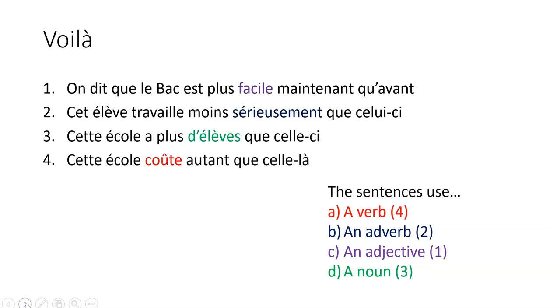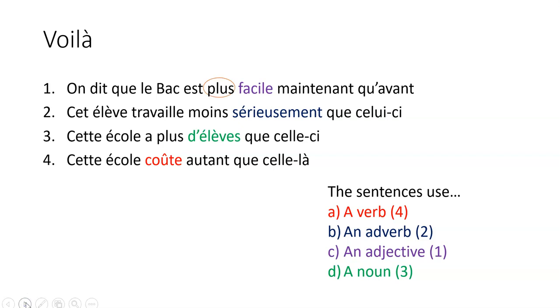So, on dit que le bac est plus facile maintenant qu'avant. Facile is an adjective, okay? It describes the word bac, which is baccalaureate in French. Numéro 2, sérieusement. You know, it's the MENT kind of word. It's an adverb, okay? The equivalent to ly words in English. Number 3 is a noun, okay? Élève. And number 4 is a verb. Okay, you can see that there's nothing after autant.